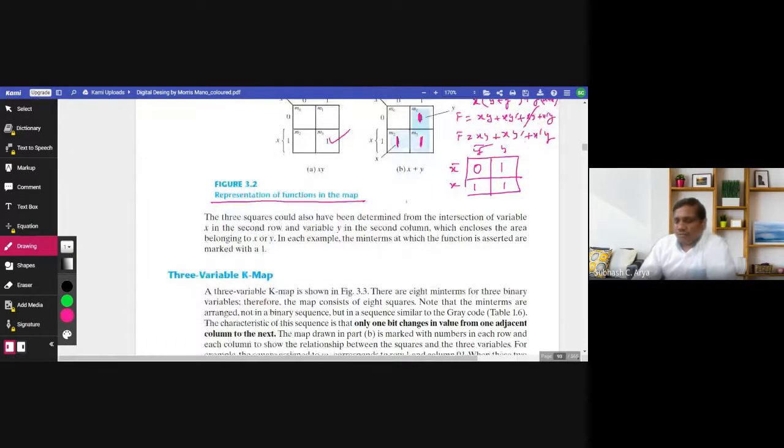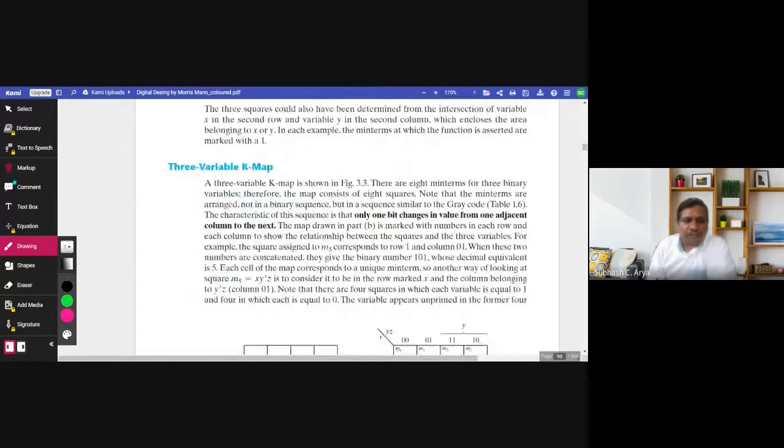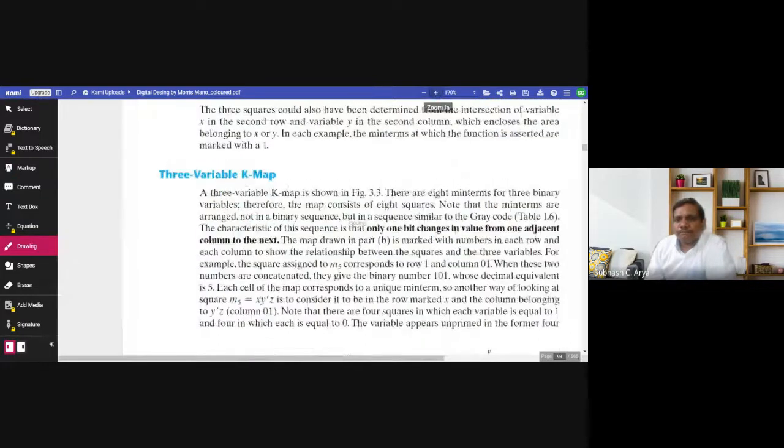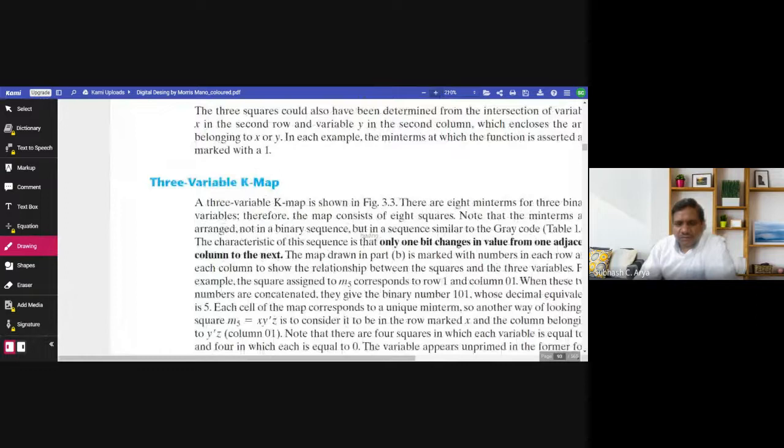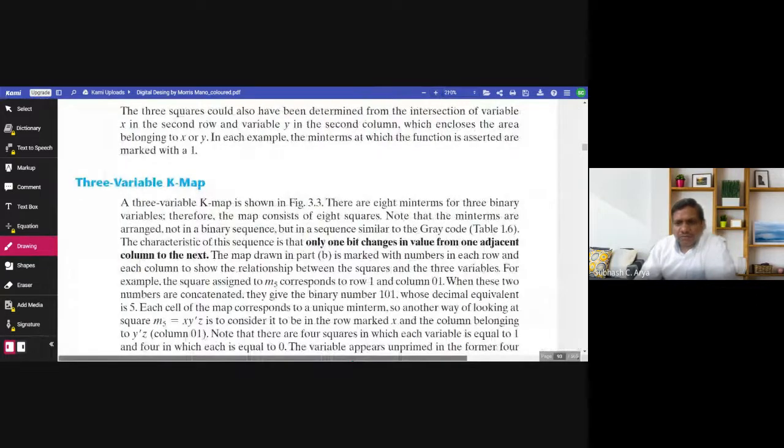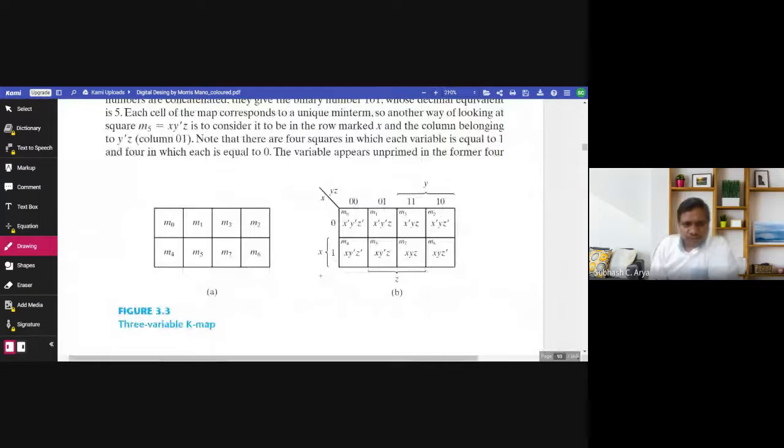So now how to represent a three variable K-map? Let us see the 3 variable K-map. 2 to the power 3 means the total number of cells will be 8. 8 combinations are possible with the help of 3 variables. So what are those 8 minterms?